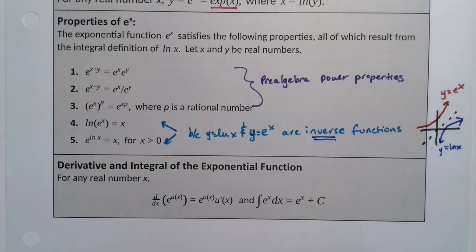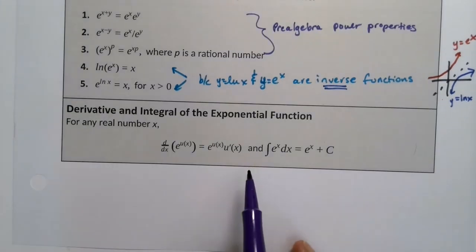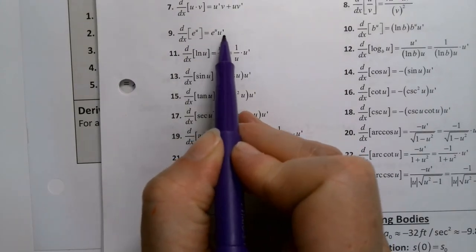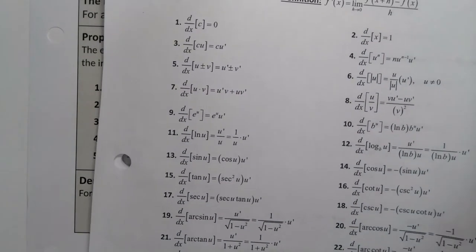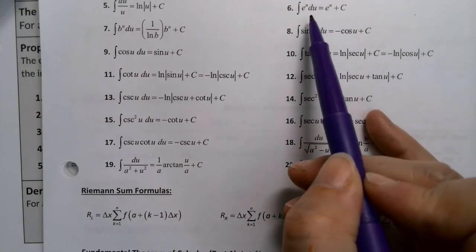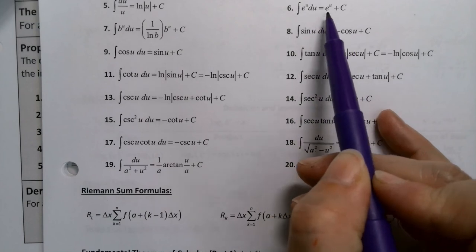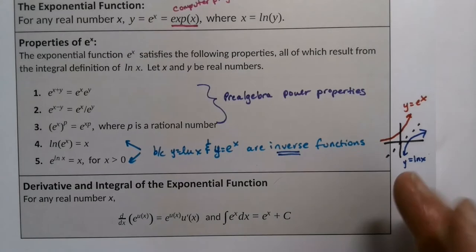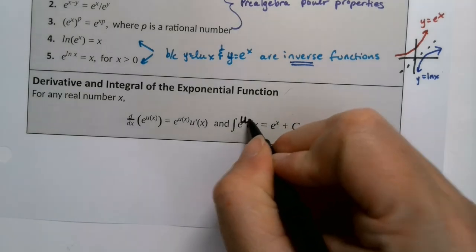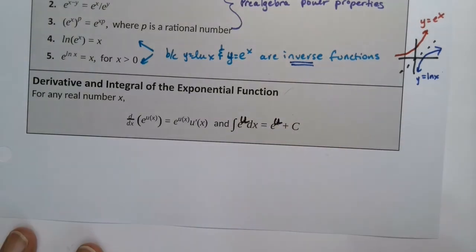Last but not least, the derivatives and integrals. So if I look on my derivative sheet, the derivative of e to the u is e to the u times u prime. So it's number 9 right here on the derivative sheet. And the integral of e to the something is e to the something. It's right here, e to the u. So that's number 6. I guess if I wanted to make this the same, I could use u for both of these. So this would be u and this would be u, right? Or if you like, u of x.